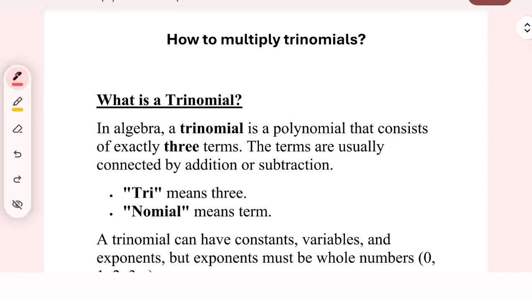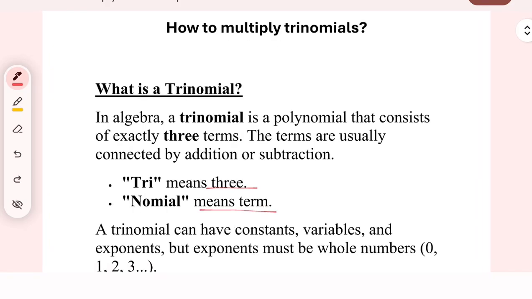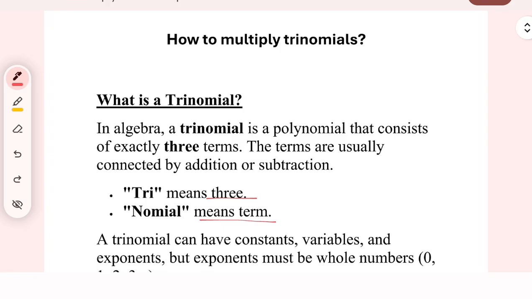In algebra, a trinomial is a polynomial that consists of exactly 3 terms. The terms are usually connected by addition or subtraction. From the word itself, tri means 3, right? And nomial means term. So trinomial means 3 terms. A trinomial is a polynomial with 3 terms.